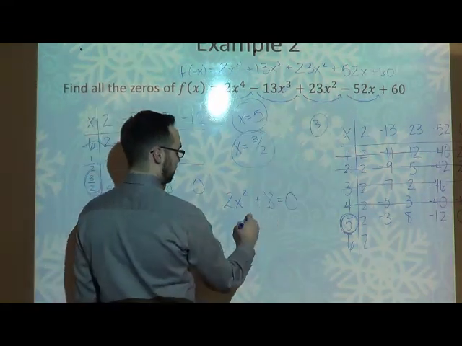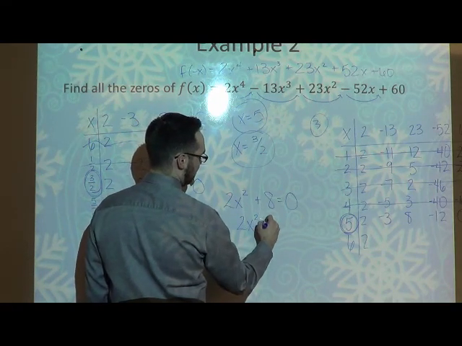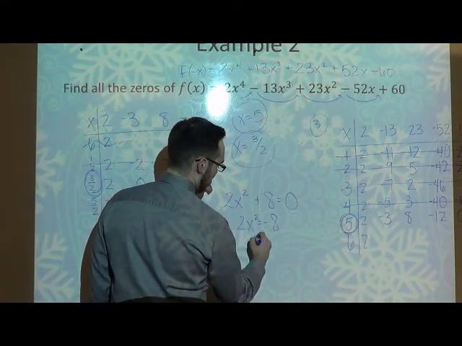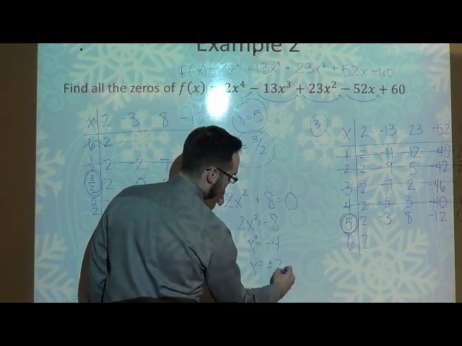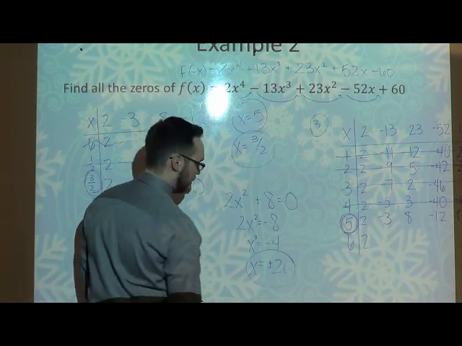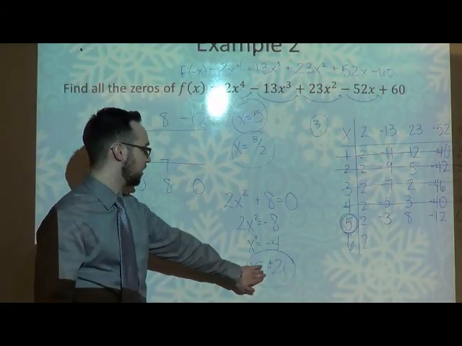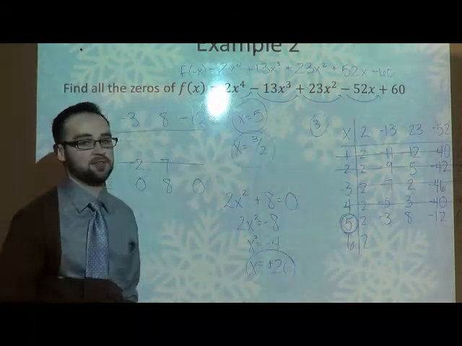If I solve this, we get 2x squared is equal to negative 8. X squared is equal to negative 4. X is equal to plus or minus 2i. So our 4 answers: plus or minus 2i, 3 halves, and 5.